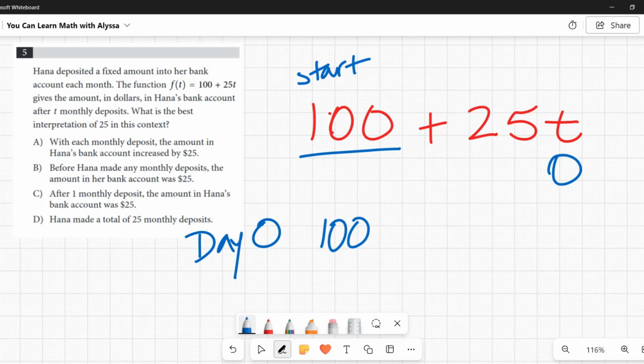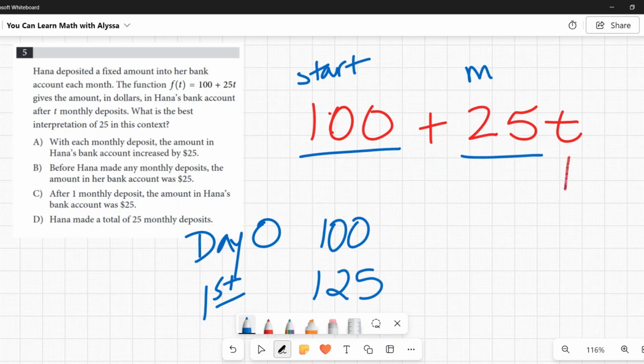All right, and so what happens at the end of the first month? So t would be 1. What happens then? If t is 1, 25 times 1 is 25 plus 100. So at the end of the first month, she has $125. What did she do? She added $25. So in 1 month, she added $25. So we go, okay, so 25 must be her monthly deposit amount.